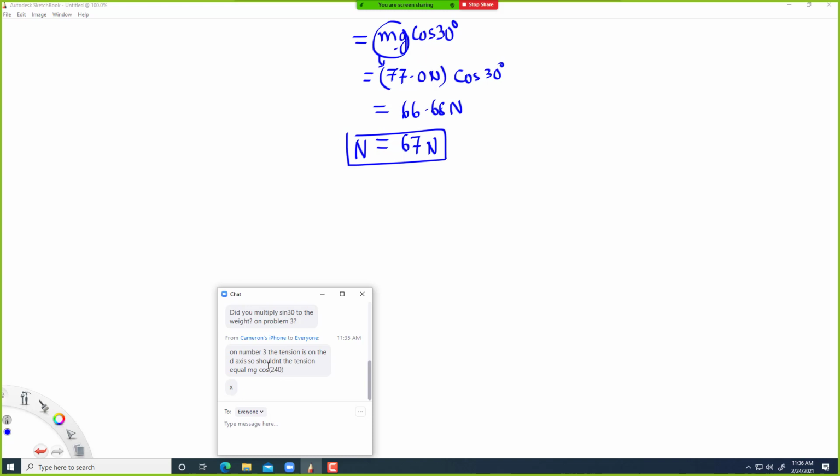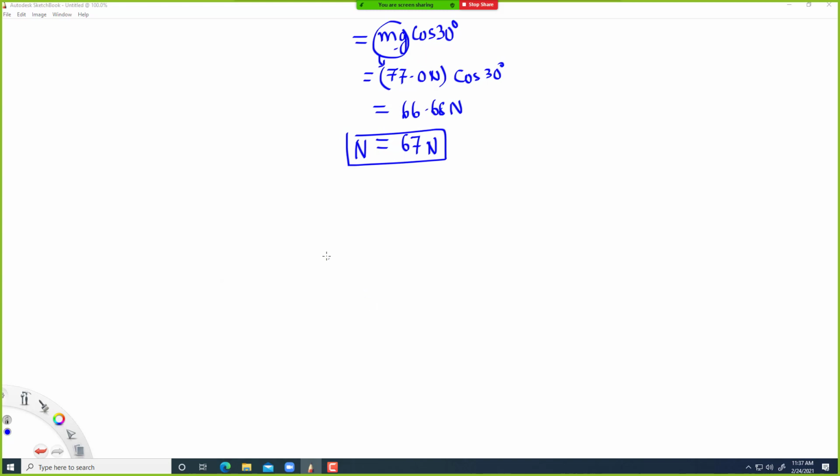So it says, shouldn't the tension be mg cosine 240? That's correct. If you consider that angle, you'd get the right one. But we took care of the sine. Okay, we took care of the sine, so that's why you don't need to write 240. You can write 240 if you like, but since we are also considering the sine, you can consider the angle with respect to the negative x-axis.